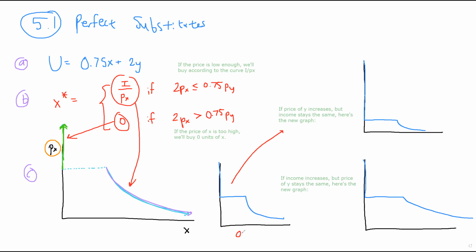So this is the original. This is what happens if income increases, but price stays the same. This is what happens if the price of Y increases, but the income stays the same. Will we purchase more? We won't purchase more X, but the breaking point lowers. Or no, the breaking point would increase. Let me take a second to think about that. Yeah, the breaking point would increase. This makes more sense.